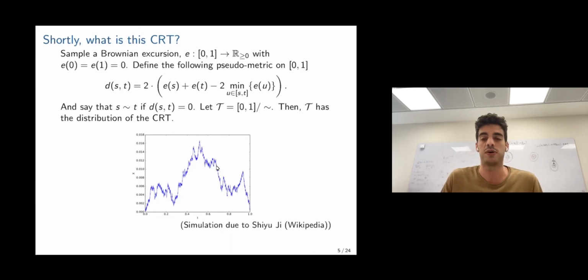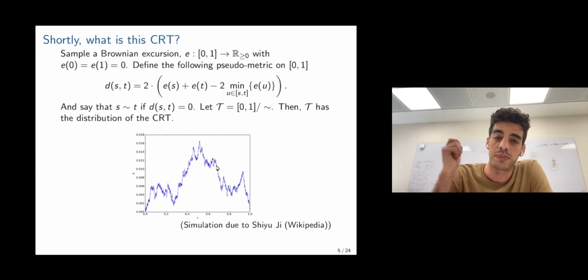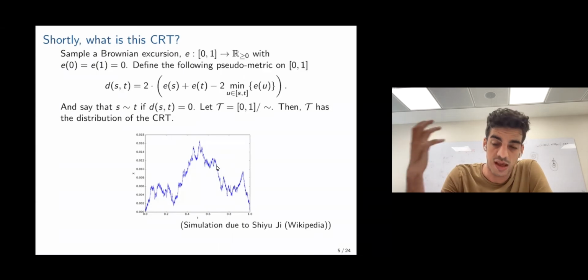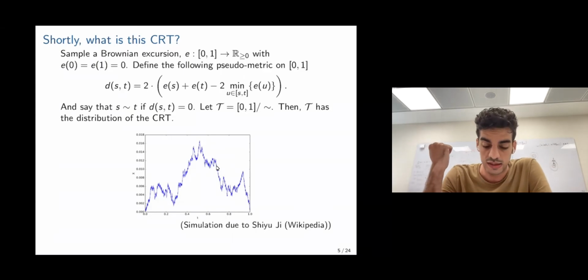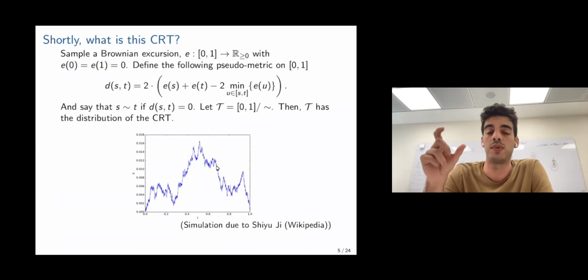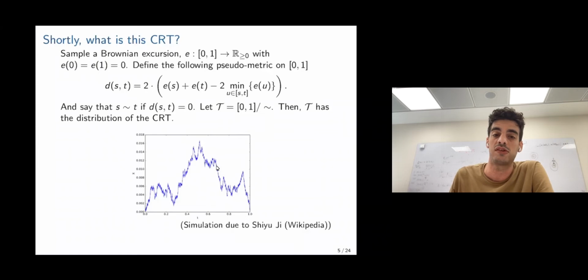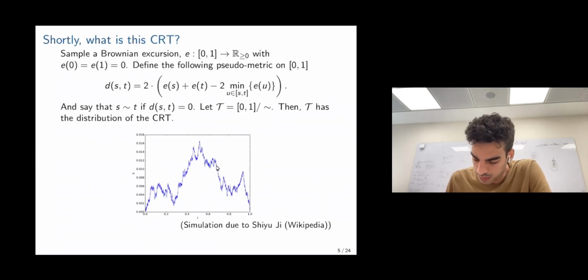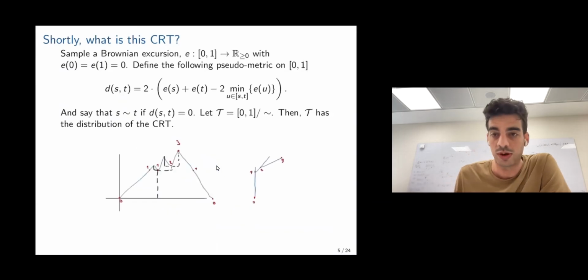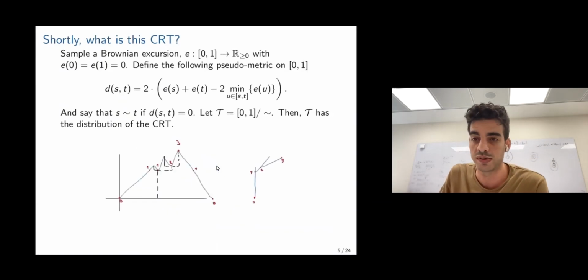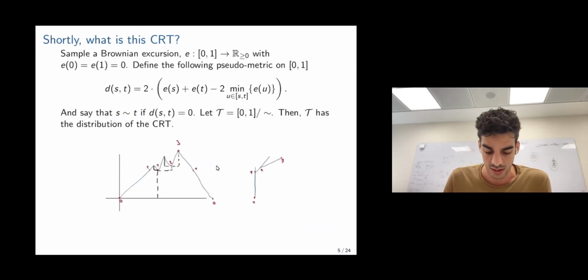So we think of S and T as two times, and the distance between S and T will simply be twice the sum of the values returned at these times minus twice the minimum of the excursion in the interval between S and T. So this is a simulation from Wikipedia. Maybe I'll switch to an easier excursion. So suppose that the left-hand side excursion is our Brownian excursion.